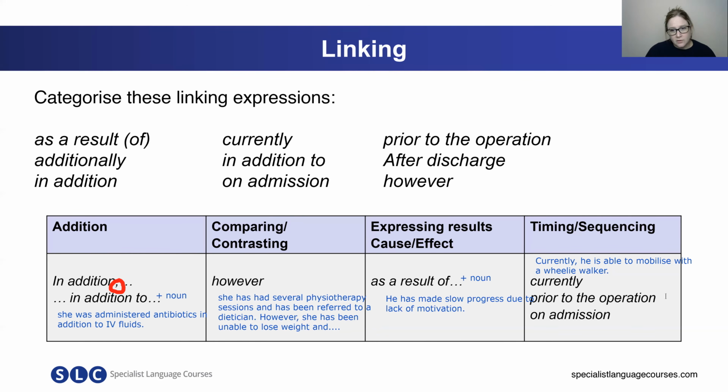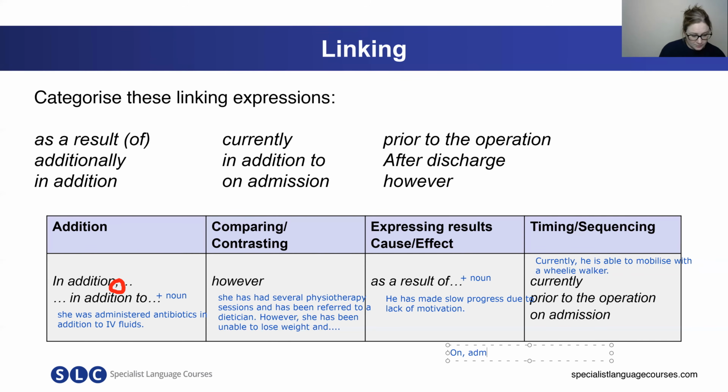Prior to the operation can go at the beginning of the sentence. So you might say something like, prior to the operation, comma, he blah, blah, blah. Or you might put it at the end of the phrase. Yes, so he was unable to carry out his activities of daily living prior to the operation. Okay, makes more sense to do it at the beginning of the sentence though, because it really indicates the time to the reader.